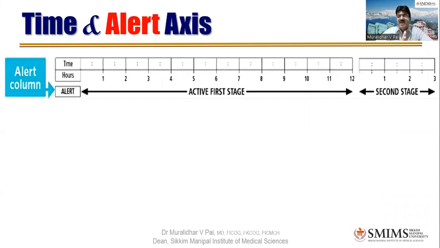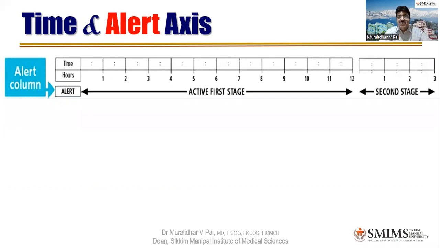So this is very, very important to understand. I really took some time to understand this when I first read the labor care guide. So I felt it is very important, so I am dedicating 2 or 3 slides to make this very clear. So there is something called time axis and alert axis. Now, what are these things?